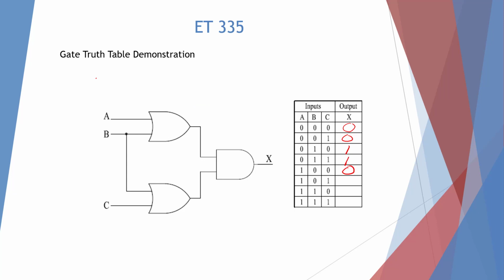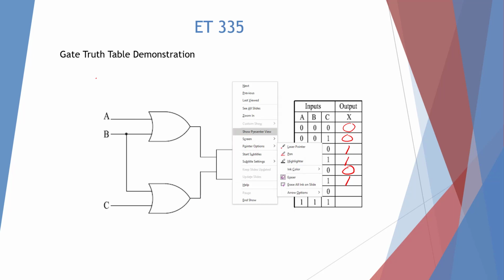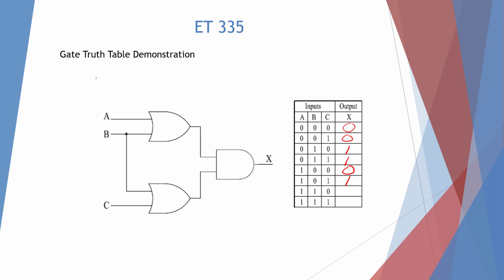Okay, then we have a 1, 0, 1. It's going to be a 1. This guy's going to be a 1. That guy's going to be a 1. And we have a 1, 1, 0. So this guy's going to be a 1, this guy's going to be 1, that guy's going to be a 1.